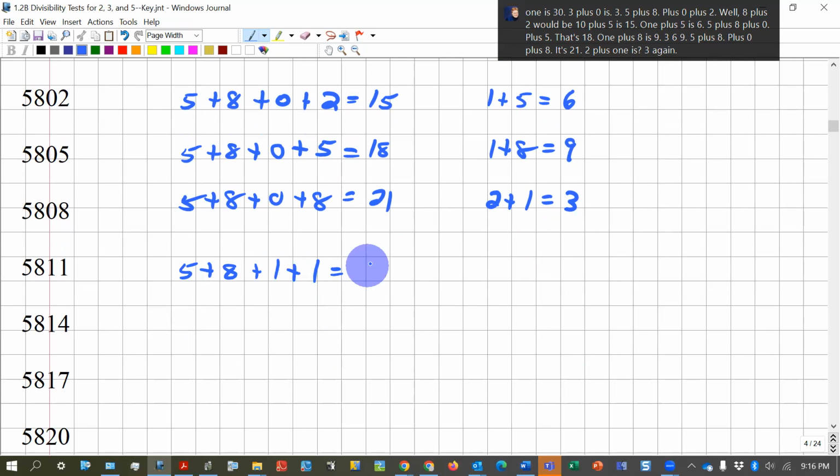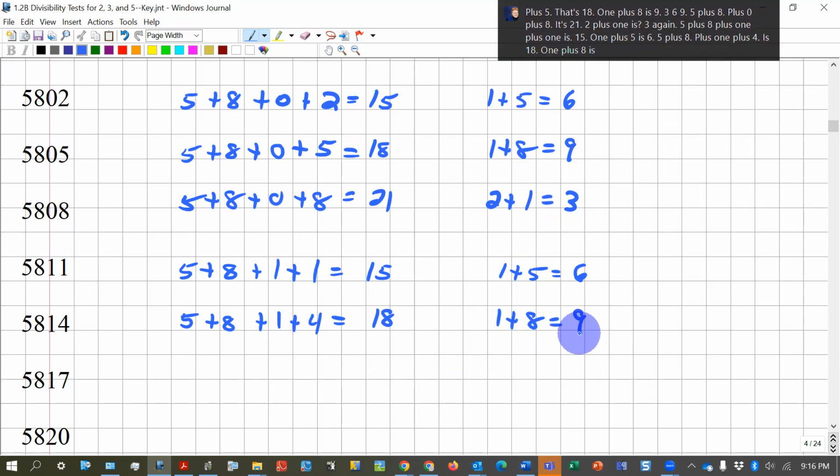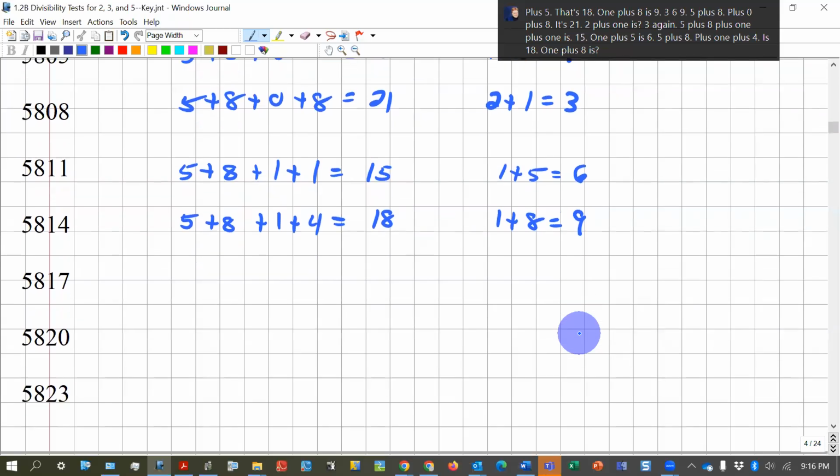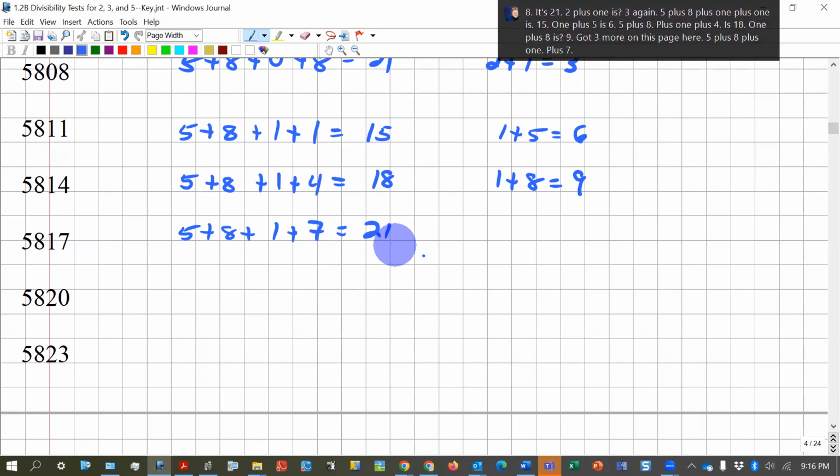5 plus 8 plus 1 is 15. 1 plus 5 is 6. 5 plus 8 plus 1 plus 4 is 18. 1 plus 8 is 9. We've got 3 more on this page here. 5 plus 8 plus 1 plus 7 is 21. 2 plus 1 is 3.